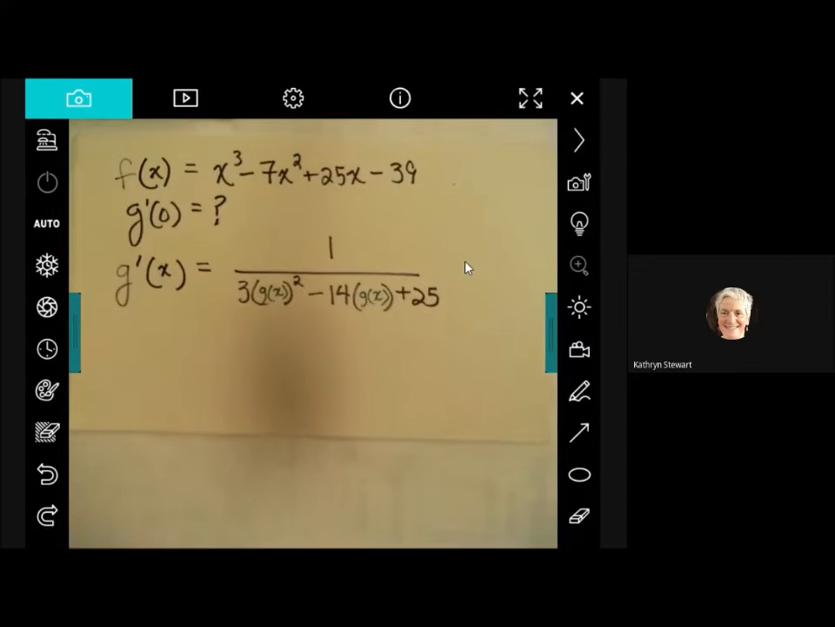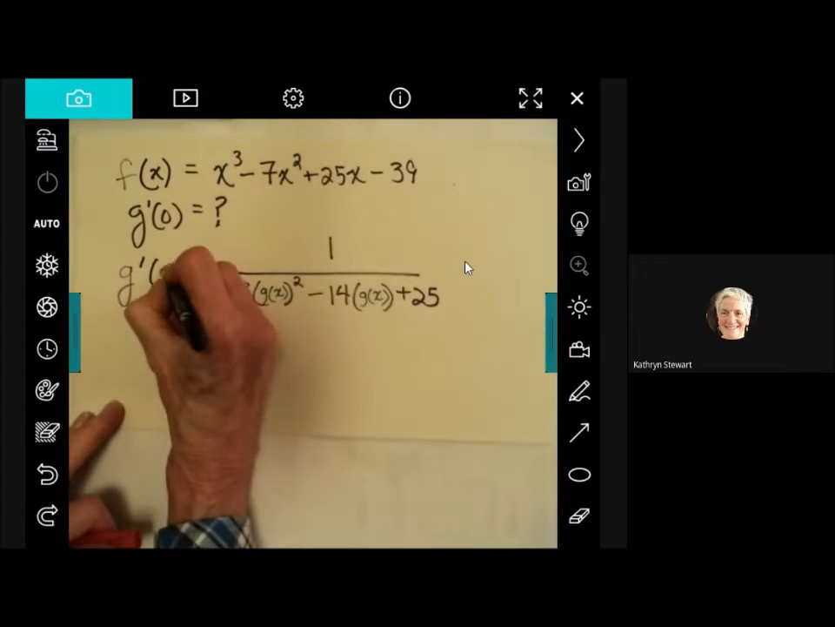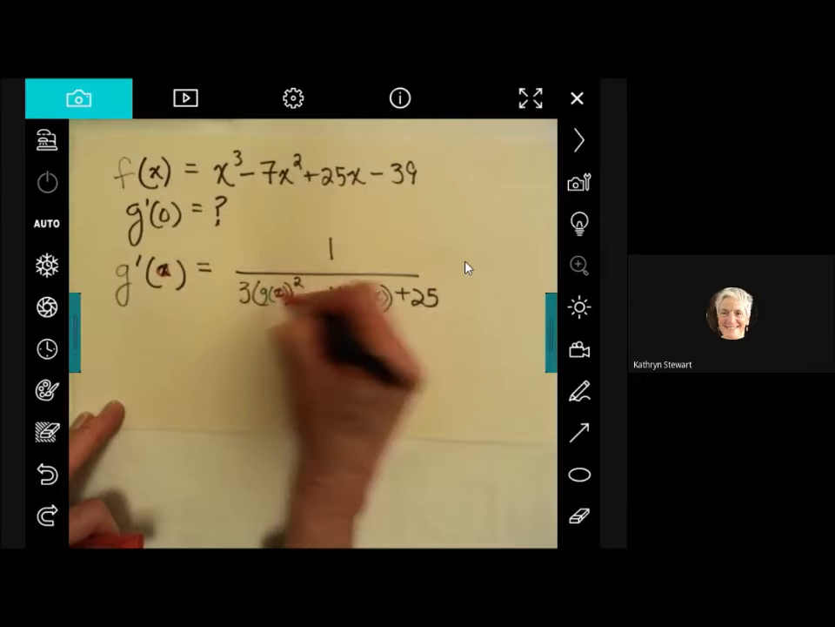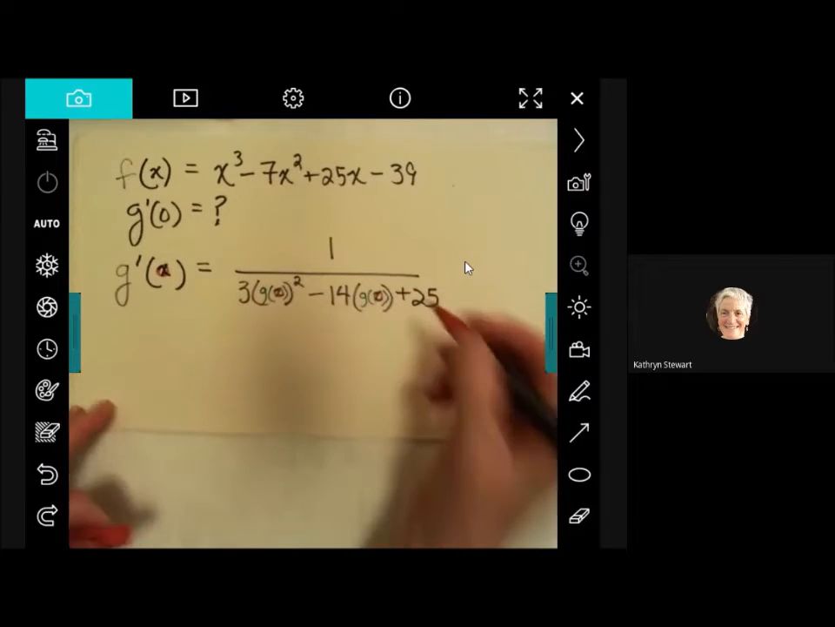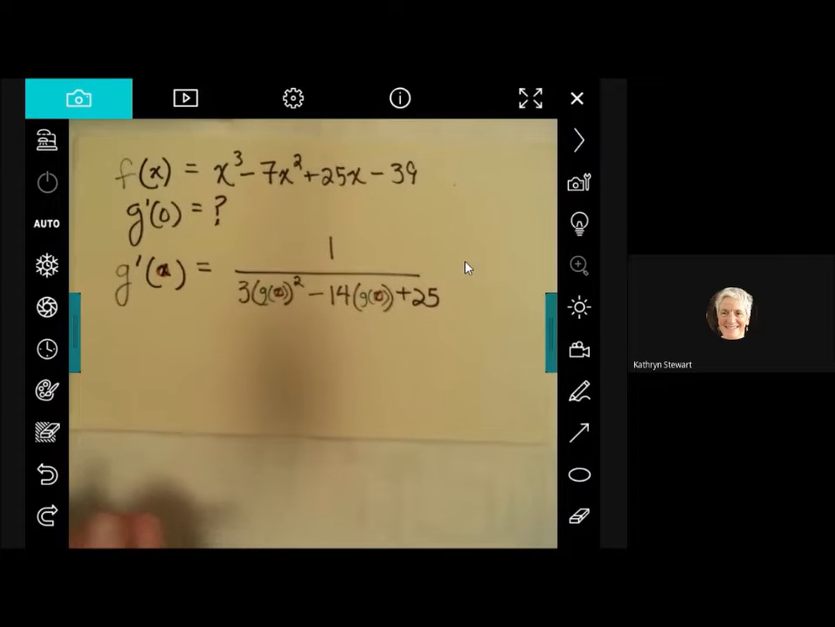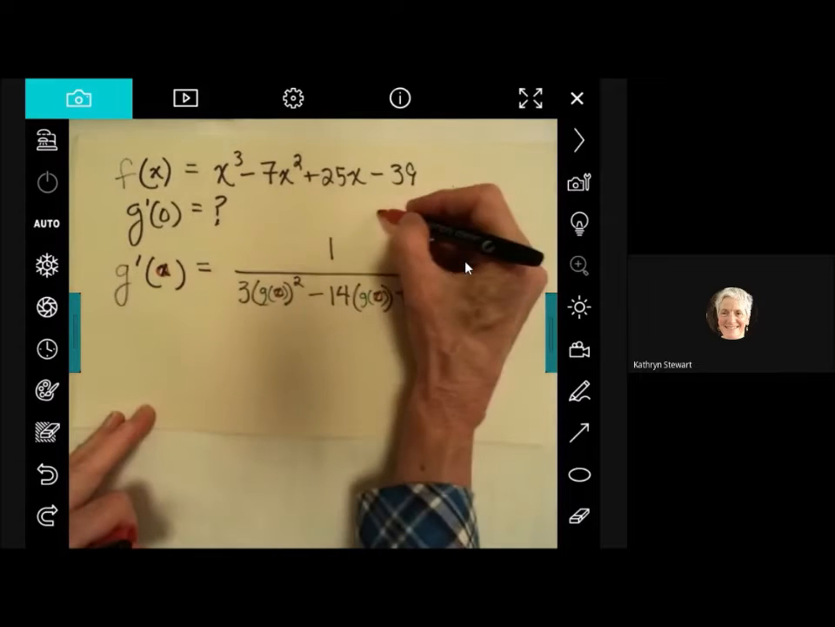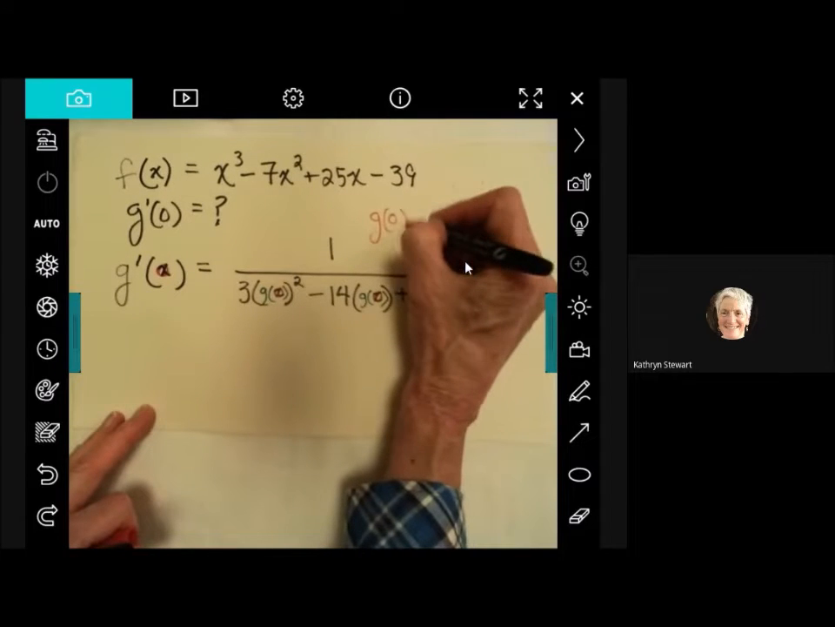Okay, very good. So now let's cut to the chase. I want to find g prime of 0. I'm just going to turn all these x's into zeros. Hope you're okay with that. So what we need to do now is to find an actual value for g of 0.